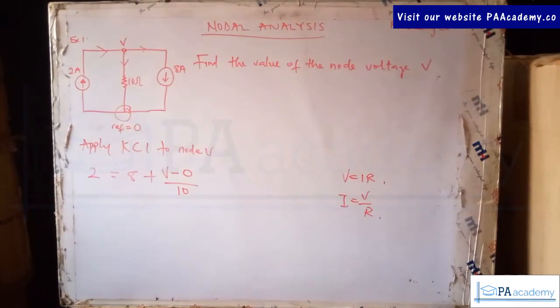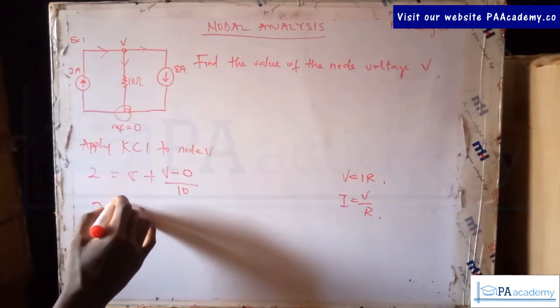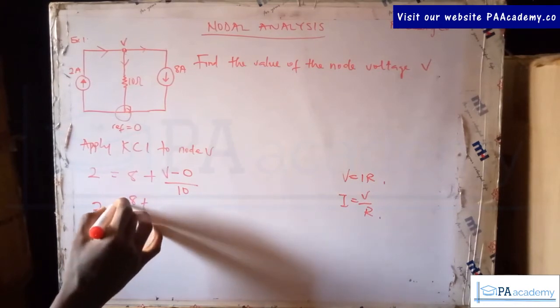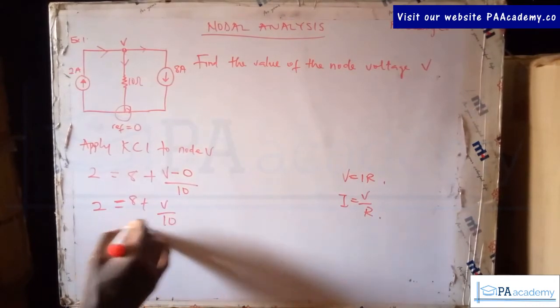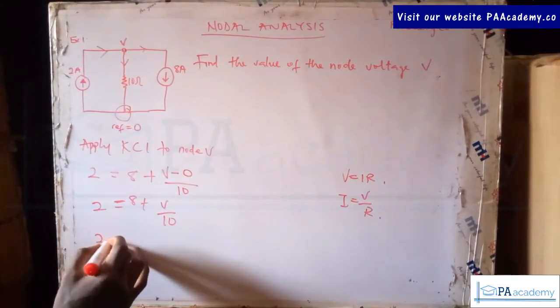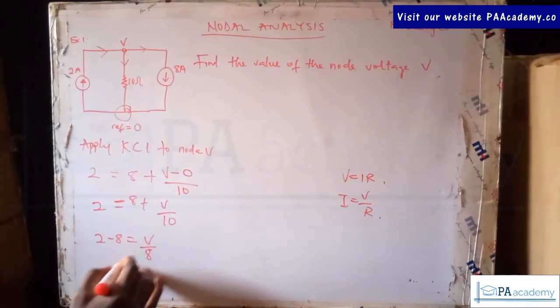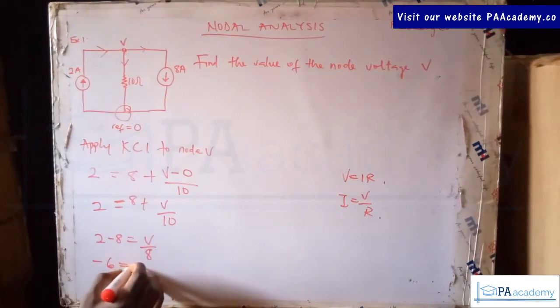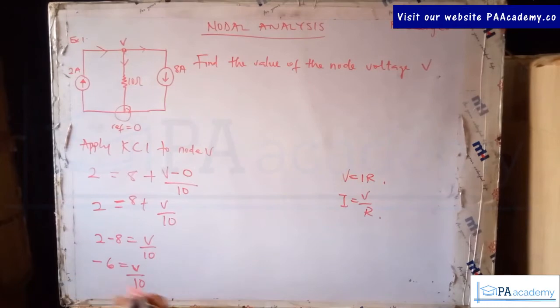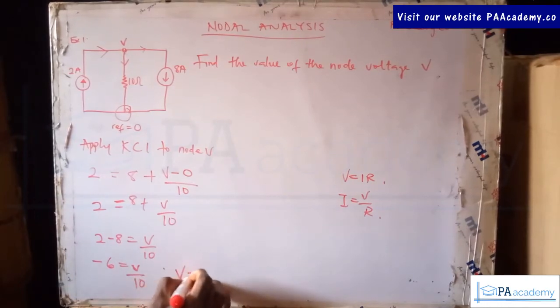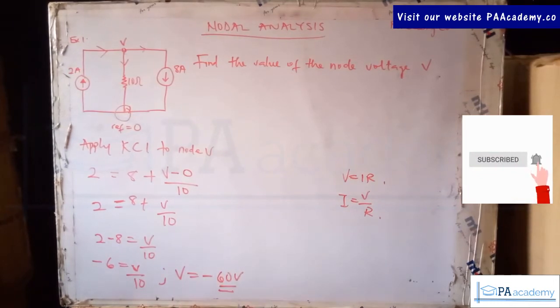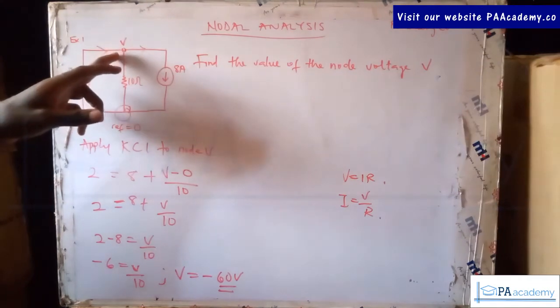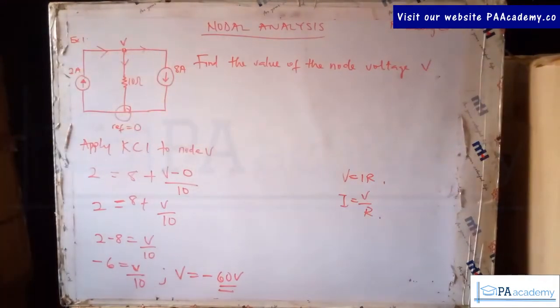Are we following? So with that we are going to have 2 equals 8 plus V divided by 10. This is just the normal math. So 2 minus 8 equals V over 10, and with that we have minus 6 equals V divided by 10. Once you cross multiply, V equals minus 60 volts. And this is the answer. So the voltage at this point V is minus 60.